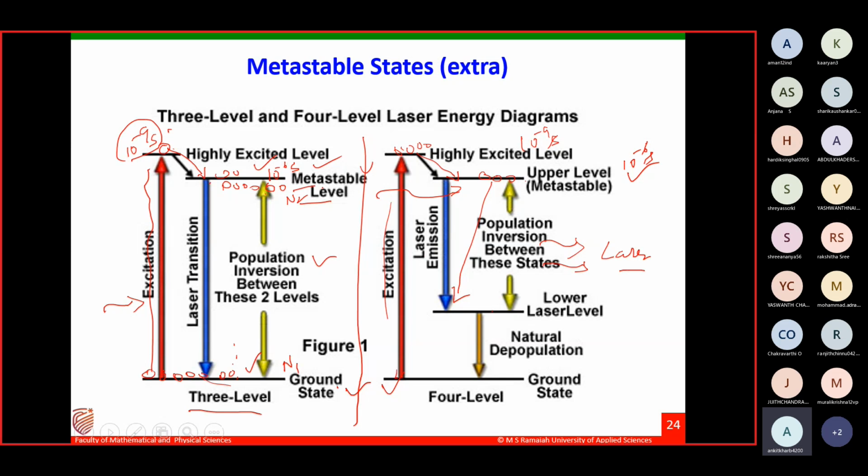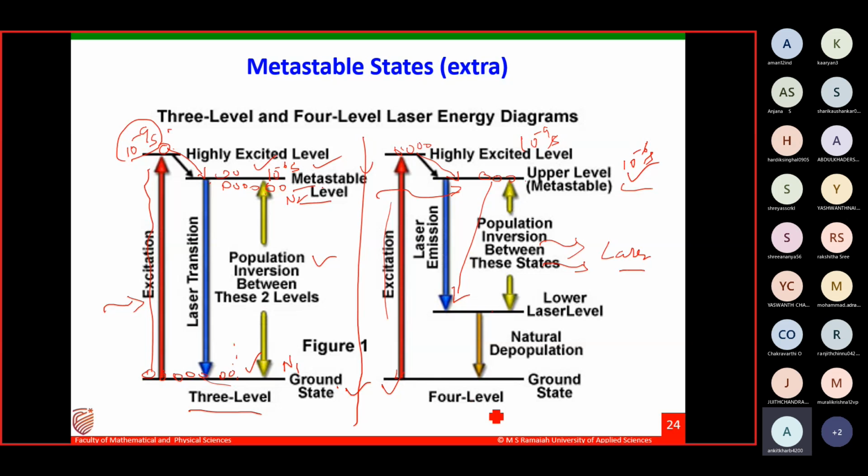See, whatever the energy levels above the ground level, they are all excited states. Among the levels 1, 2, 3, there are three energy levels apart from the ground state, but not all of them are metastable states. This is an unstable state, only this one is a metastable state. In the left-hand side, the top one is an unstable state, but the intermediate state is a metastable state. Have you understood this concept? Yes, sir. A metastable state is a state at which atoms can stay for a longer time.